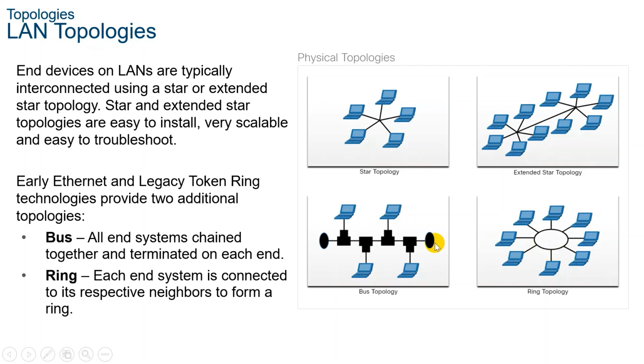Now the figure illustrates how end devices are interconnected on the LAN. It is common for a straight line in networking graphics to represent an Ethernet LAN, including a simple star and an extended star.